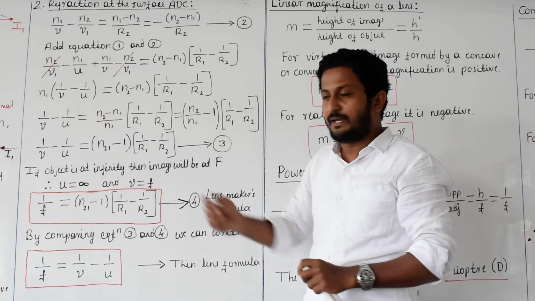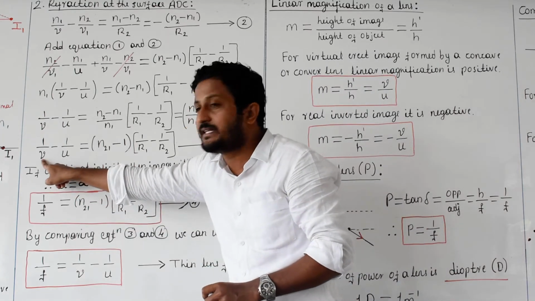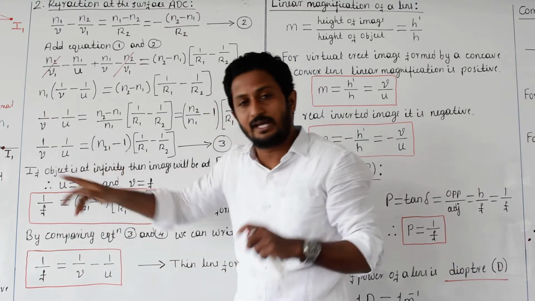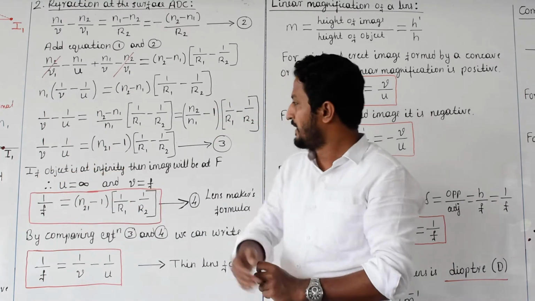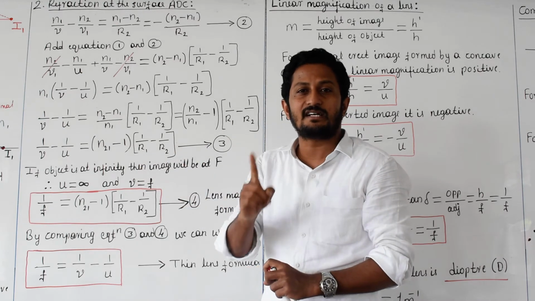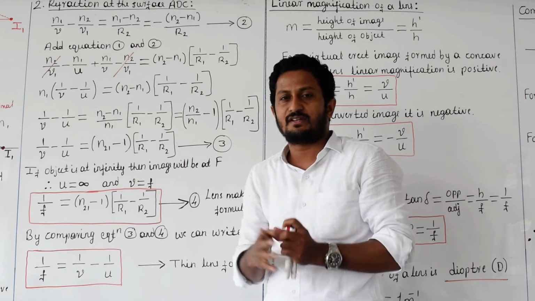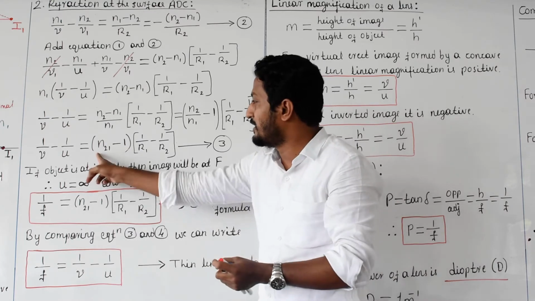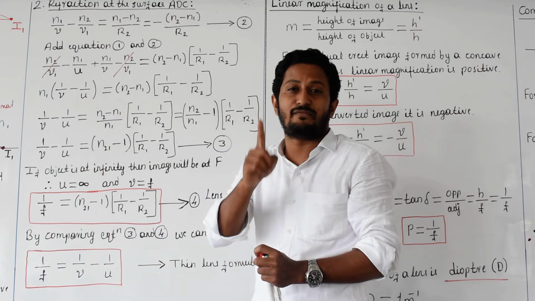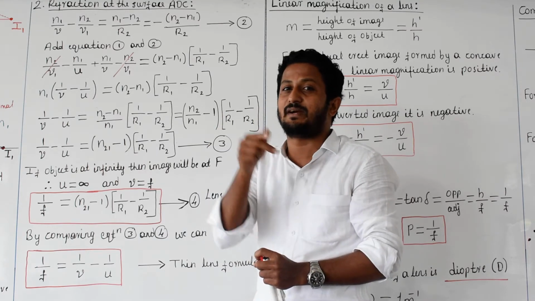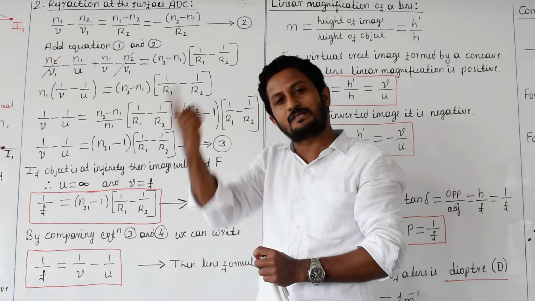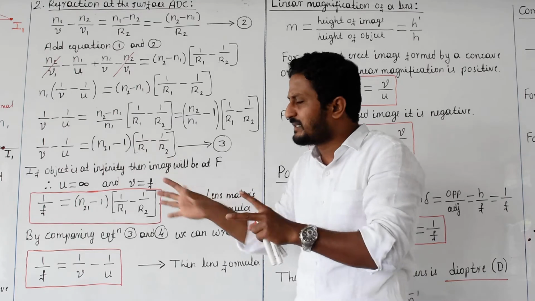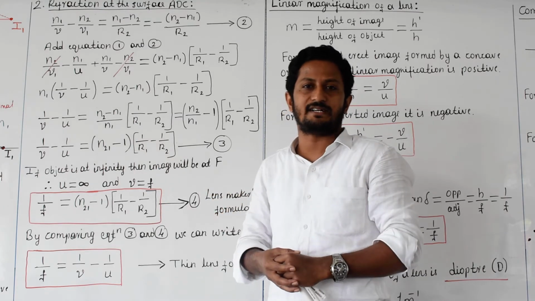Look at this. Here V is the final image distance, U is the object distance. R1 is the radius of curvature of the first surface, R2 is the radius of curvature of the second surface, and N21 is the refractive index of the second medium, I mean the lens medium with respect to the air medium. Now see here, we are going to consider some imagination.